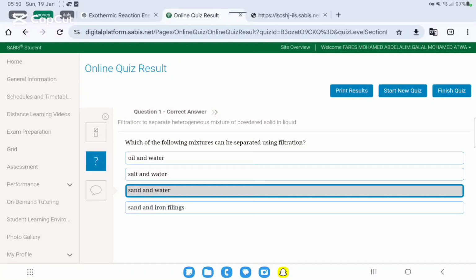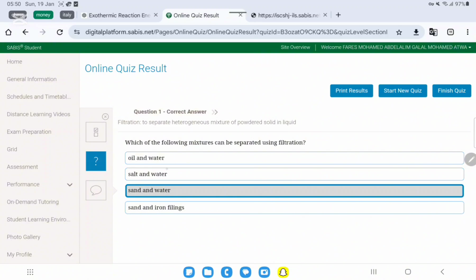This will be the chemistry quiz for Chemistry CA Week 6. Which of the following mixtures can be separated using filtration? What you can separate using filtration is an insoluble solid in a liquid. Oil and water are two liquids, so you can't separate them by filtration.